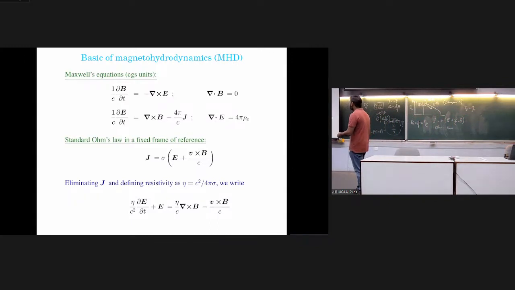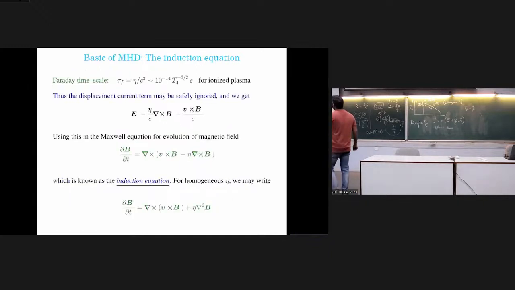And that is very small because that is the time scale over which the electric field will change. And you're not interested in changing electric field. So this field will change over a time scale of eta by c square, and that turns out to be 10 to the minus 14 seconds for ionized plasma. You are interested in a mega year time scale, giga year time scale. 10 to the minus 14 is too small, right? So you forget it. So that means this term, eta by c square del E by del t, is so small that its order is much smaller than the rest of the terms.